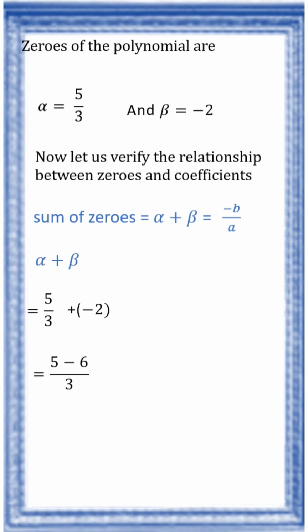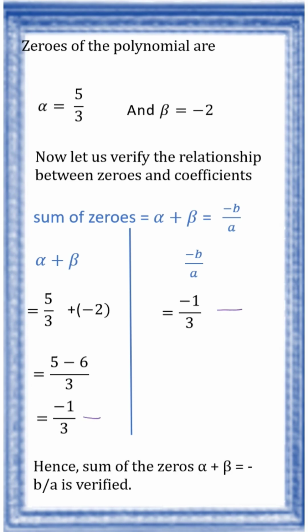Here LCM is 3, that is equal to negative of 1 by 3. Negative of b by a: here b is 1, so negative of 1 by 3. So this is equal to this. So hence sum of zeros alpha plus beta is equal to negative of b by a is verified.